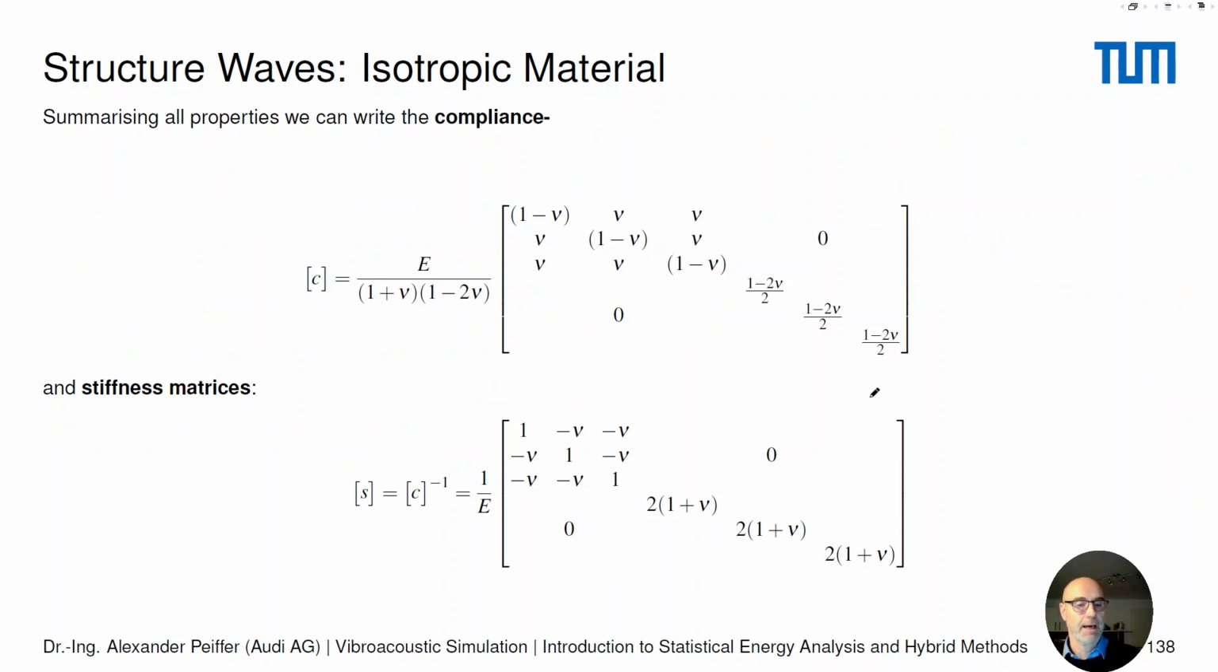Good. How would the compliance and stiffness matrices look using these material laws? So you see, and that's very good, that there are lots of zeros. So all the 36 components are in many cases the same.